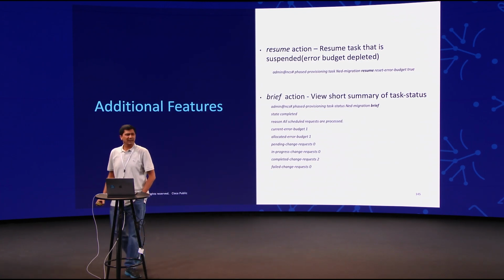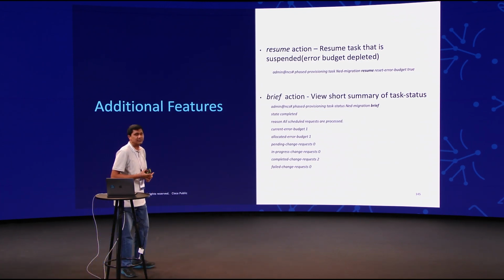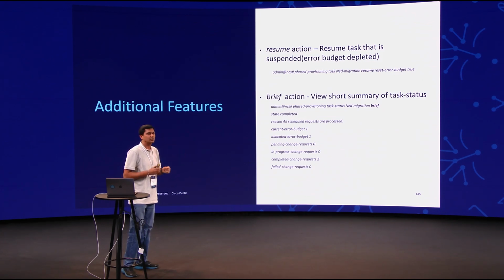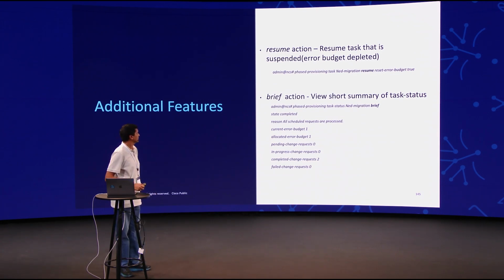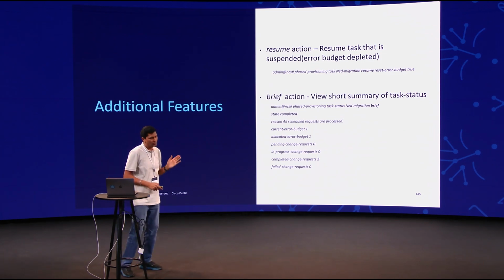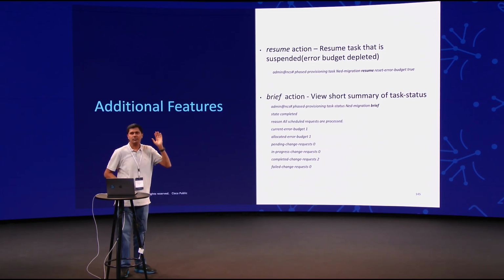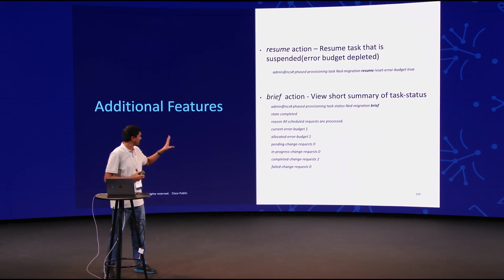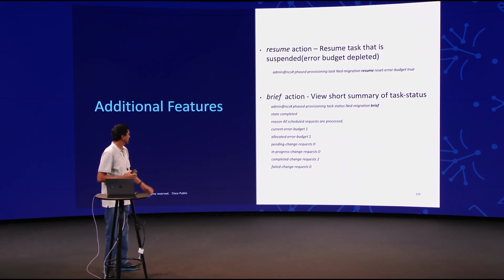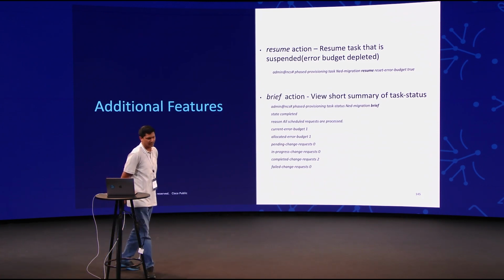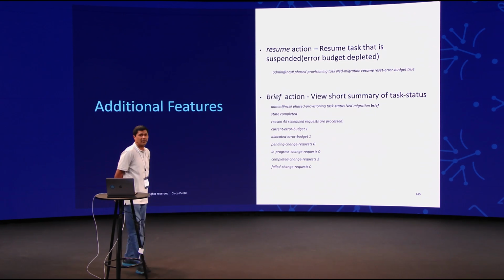There are a few additional features. As I was mentioning, once the error budget is depleted, the task execution is suspended. So now you go and fix your changes, and now that things are good, you come and resume the task execution again, and we resume from whatever items are in the pending queue and start executing them again. And there is one more thing, which is the brief action. The show command may become cluttered when you have many instances running, so this brief action provides a matrix or statistics. As you can see, this is an easy way to check the status of your run. So that's all I have for the slides.